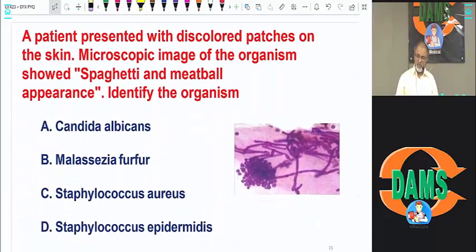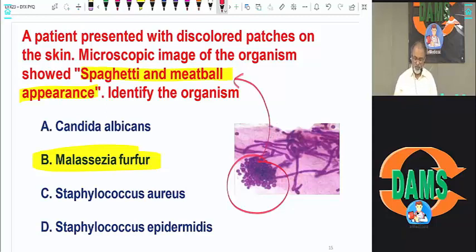Patient presented with discolored patches on the skin. Microscopic image shows spaghetti meatball. What else do you want? Spaghetti meatball: Malassezia furfur. They already gave spaghetti meatball. Even if you don't know the picture, they already gave it. Go for Malassezia furfur. People take only a few seconds to answer, not even 1 minute.